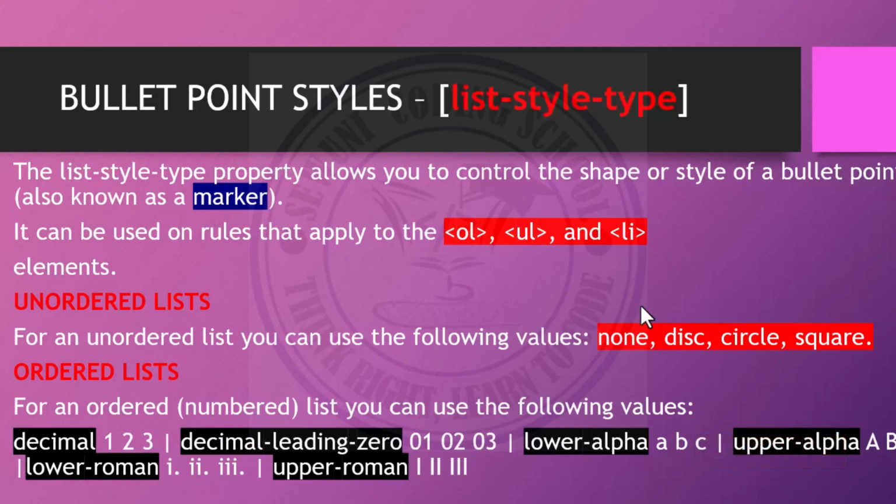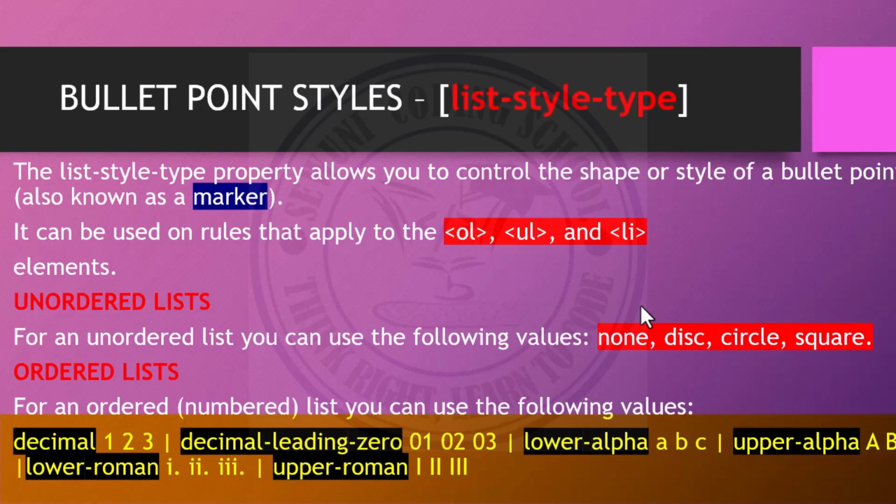or numbered list, you can use the following: the decimal, which is 1, 2, 3, 4, and then we can use the decimal-leading-zero, which is 01, 02, 03, in that order. And then we can use the lower-alpha, which is lowercase letters of the alphabet: a, b, c. We have the upper-alpha, which is block letters, or what you call uppercase letters: capital A, capital B, and capital C.